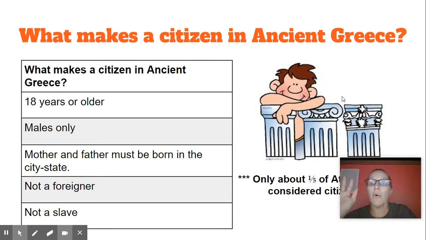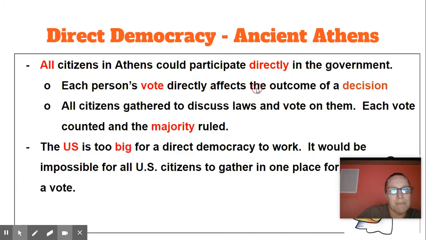All right, so only about 1/5 of Athenians are actually considered citizens, which I think is kind of crazy if you think about it. Only 1/5 of the people living there are actually considered citizens, which means that they can participate in the government. All right, so that's what makes a citizen in ancient Greece. Next, we're going to talk about direct democracy.